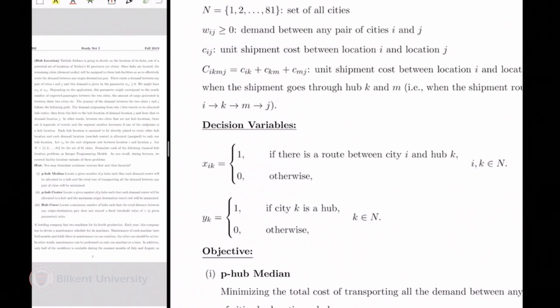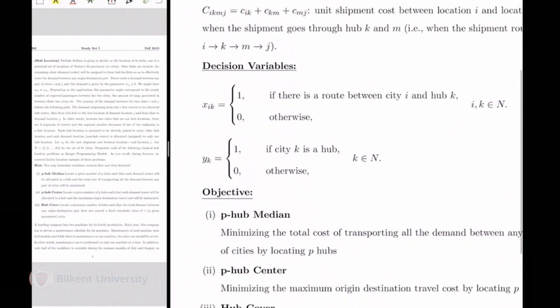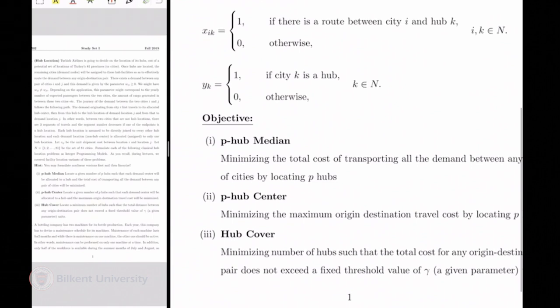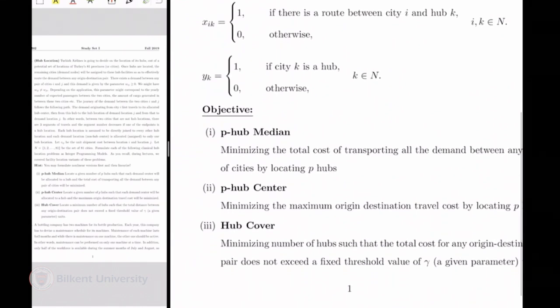You can do it in any other model. You can define your own parameters, the ones that are convenient for you. The decision variables, x_ik, as you notice, the indices i and j, I'm assigning to the demand nodes. The indices k and m, I'm assigning to the hubs. So x_ik is 1 if there is a road between city i and hub k. And y_k is equal to 1 if city k is a hub.